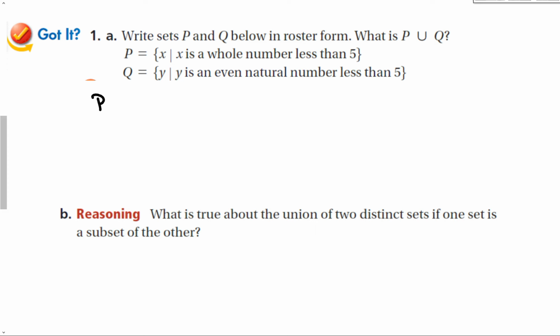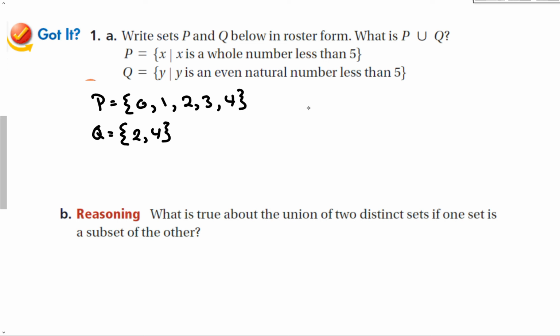So set P is X such that X is a whole number less than 5. Well, remember, whole numbers do include 0. So 0, 1, 2, 3, and 4, but not 5 because it says less than and not less than or equal to. Set Q is Y such that Y is an even natural number less than 5. Well, natural numbers do not include 0. And so the even numbers that are less than 5 are going to be 2 and 4.